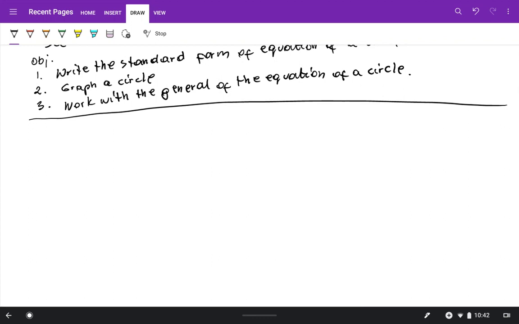So first I'm going to talk about standard form of equation of a circle. We're going to focus on the standard form. Let me just give you quickly the definition of a circle. Maybe let's start with this.